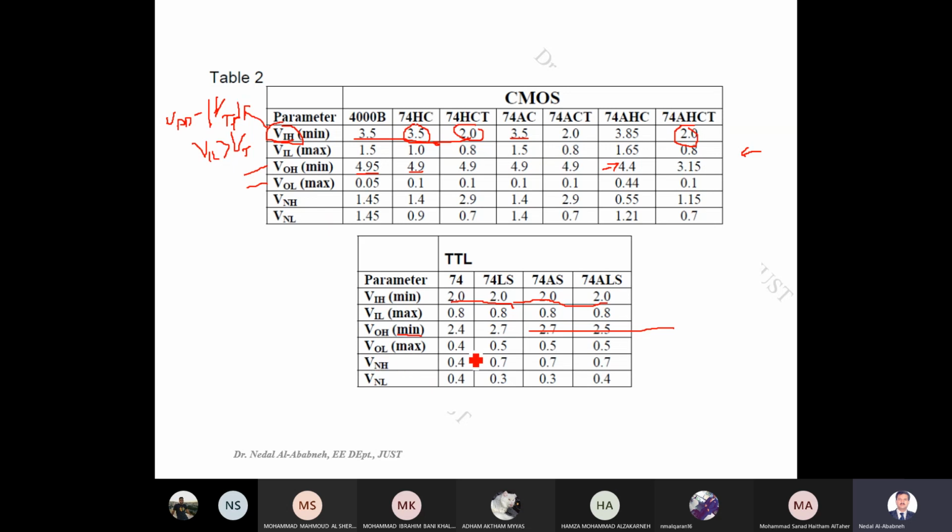For V output low maximum, note that in the ideal case the transistor is saturated and we have the output voltage equal to VCE saturation, which is 1.2 otherwise. Note that V output low maximum means this is a loaded TTL. As you load the TTL or add load, this means you are getting some current, or increasing the current entering the collector of Q3, and therefore V output increases as you take current through a saturated transistor.